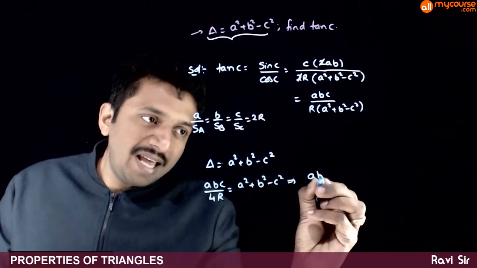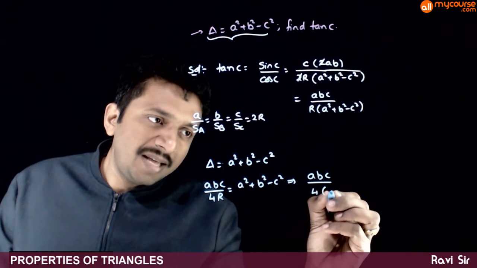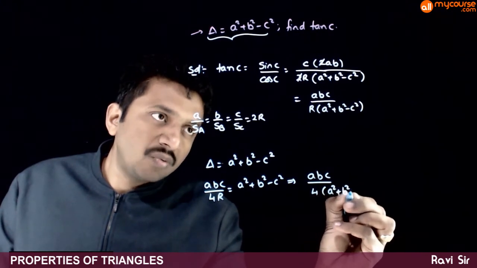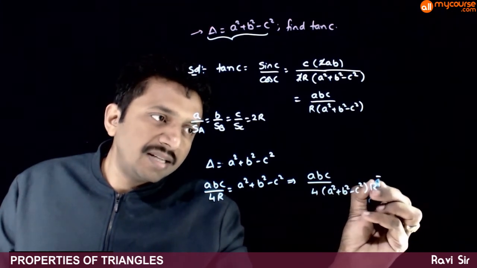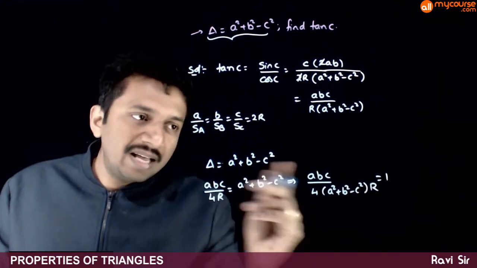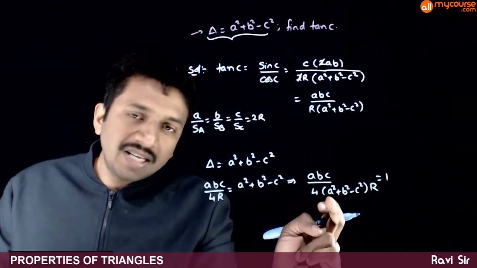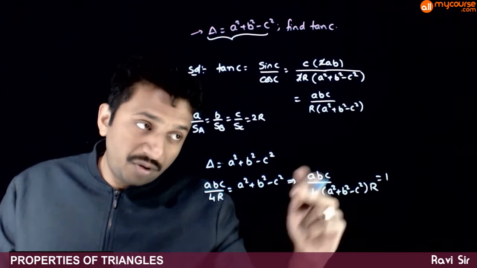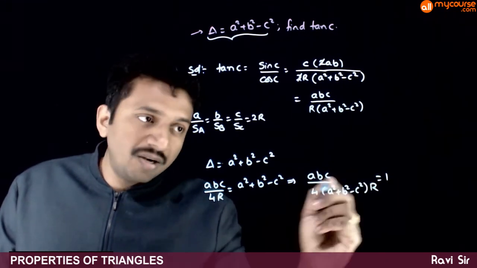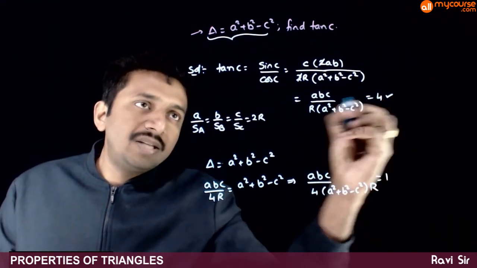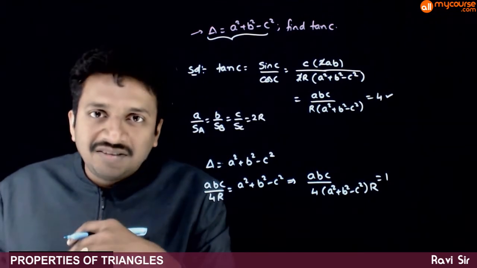So what I do is abc by 4 times a square plus b square minus c square times R is equal to 1. So abc by R times a square plus b square minus c square, if you cross multiply this, will be equal to 4. So this will be the value of tan C.